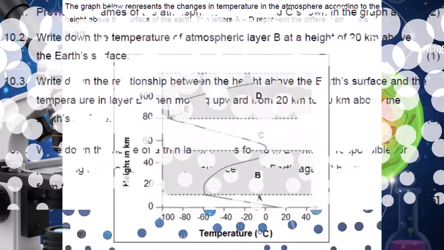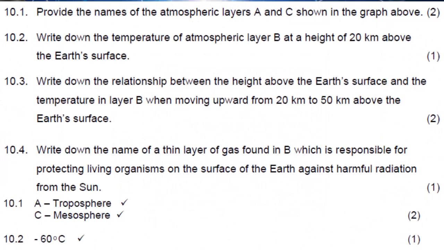The temperature drops significantly in layer C. After the stratosphere B, where it gets warmer, the next layer up where it gets colder again is the mesosphere. Meso means middle. Troposphere, stratosphere, mesosphere.